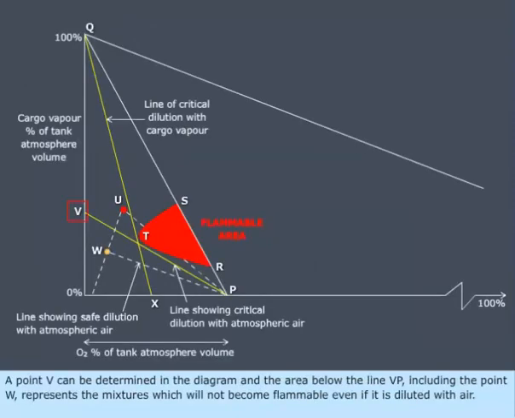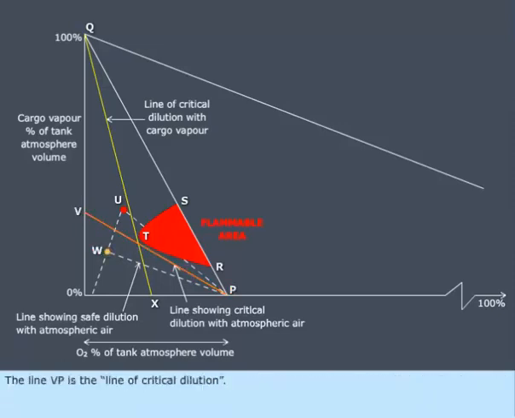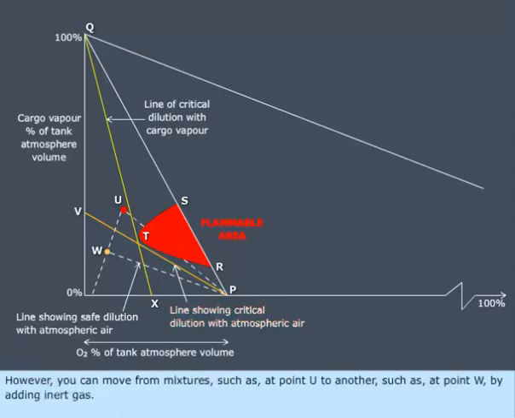A point V can be determined in the diagram, and the area below the line VP, including the point W, represents the mixtures which will not become flammable even if it is diluted with air. The line VP is the line of critical dilution. However, you can move from mixtures, such as at point U, to another, such as at point W, by adding inert gas.